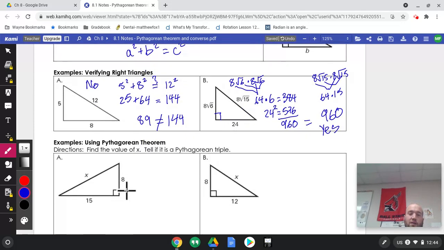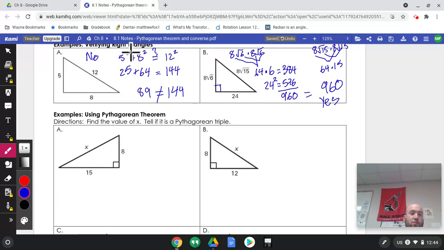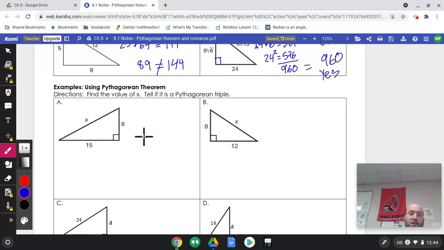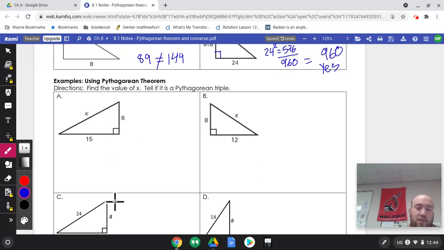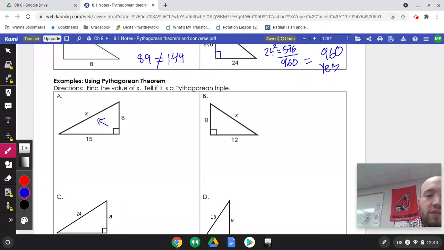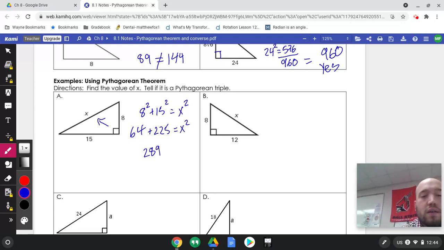Okay, so now, at the bottom here, still using the Pythagorean theorem, instead of verifying these things, we're just finding the missing side. So here the missing side is x. So x is our c. It's across from the right triangle there. So we're going to do 8 squared plus 15 squared equals x squared. 8 squared is 64. 15 squared is 225. That's going to equal x squared. We add them up. 289 equals x squared.